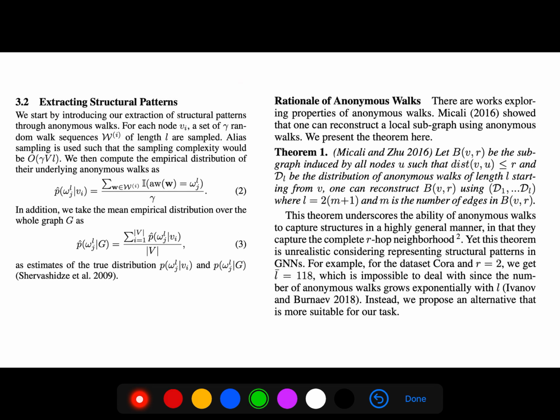We compute the empirical distribution of their underlying anonymous walks like this. We don't know the distribution, but we can approximate it by this empirical distribution. So then we take the mean empirical distribution over the whole graph.